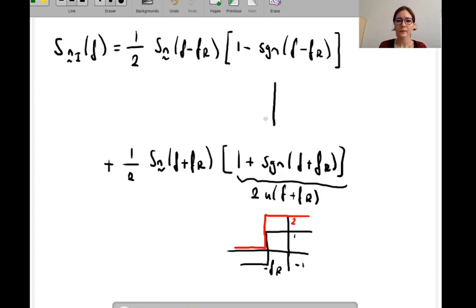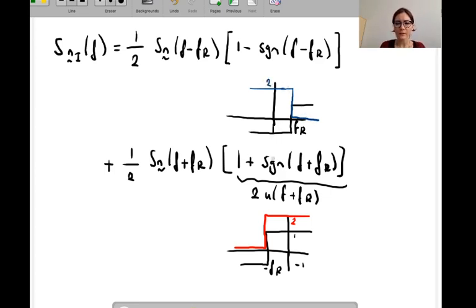Now we are doing the same thing for this one. So signum f minus fr means that you have a signum that has a transition at plus fr. So this function, this is fr, this is minus 1, this is 1. So you're subtracting this from 1. So when you do that here, so 1 minus minus 1, you get 2. And then at this point, you have 1 minus 1, so it drops to 0. Okay, so again, this is a unit step function.